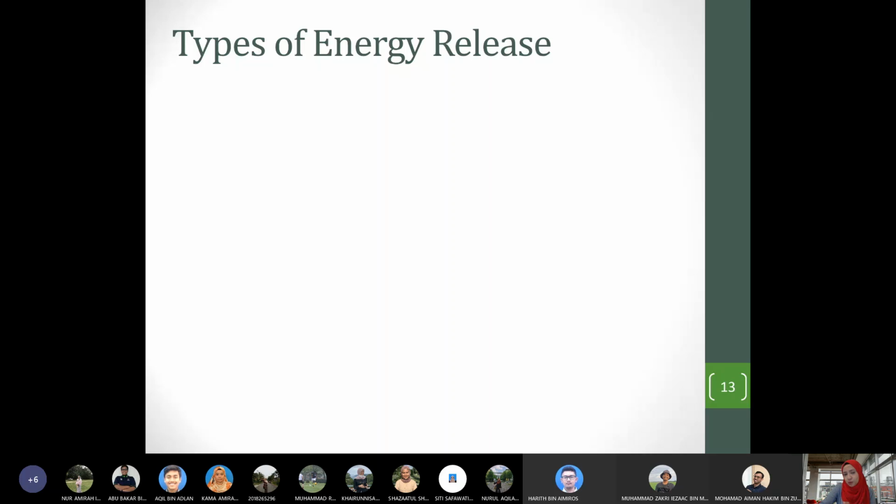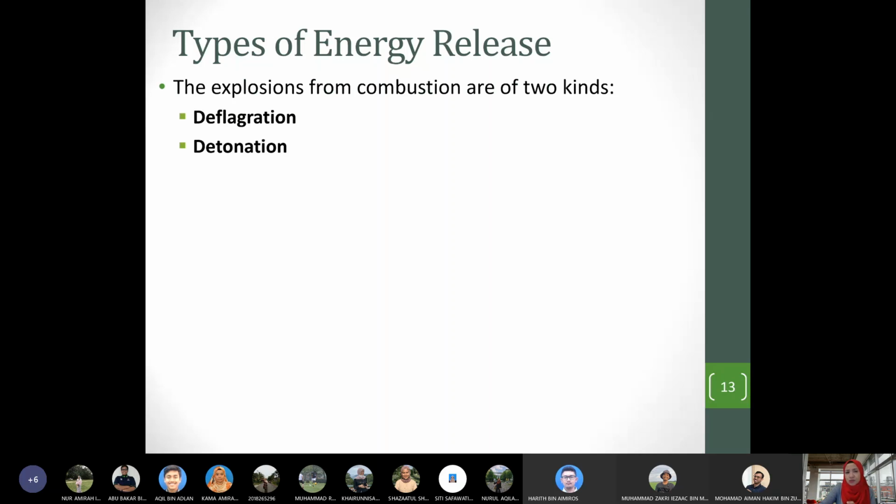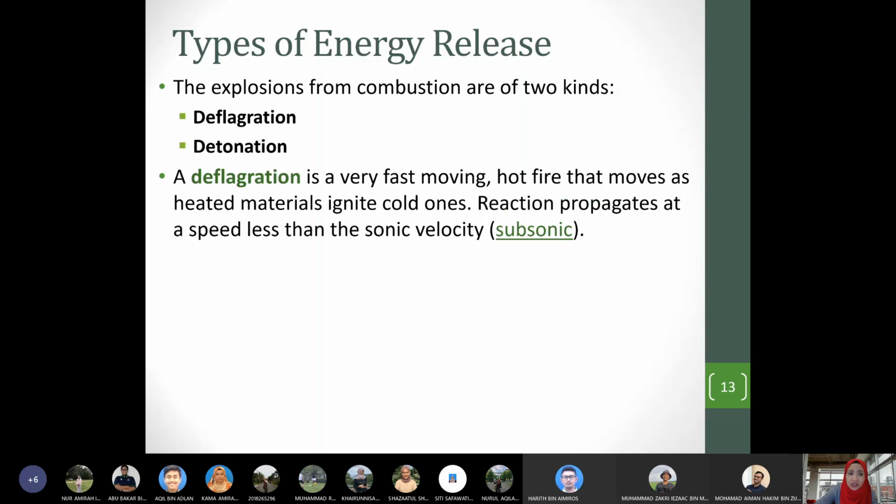If we look at explosion, it can be divided into two different kinds, and this is also differentiated by the types of energy release. The two kinds of explosions are deflagration and detonation. So what are the differences between detonation and deflagration? Deflagration is a very fast, hot fire. It moves really fast as you heat something, and then it will ignite that material. The material is cold when it is heated, and then it moves really fast and starts to deflagrate.